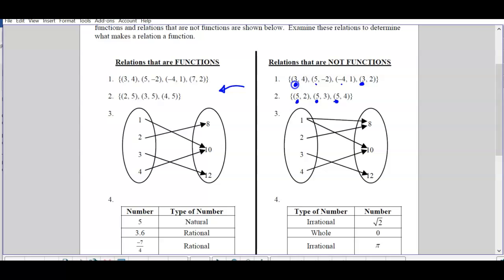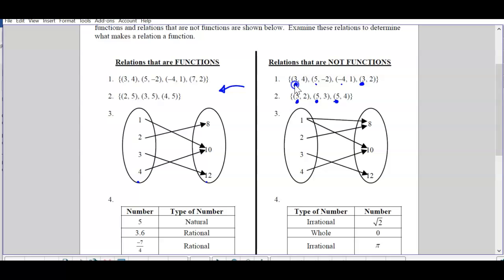So over here we have in the first domain oval, 1, 2, 3, 4, and arrows going from each of those numbers. In the right oval, second elements, we have just three numbers. So there's two arrows going to the 10. That's a function. So that has to be okay, that we have two arrows going to the 10.